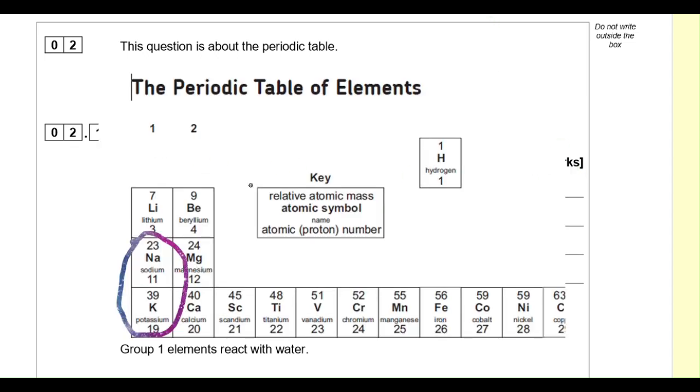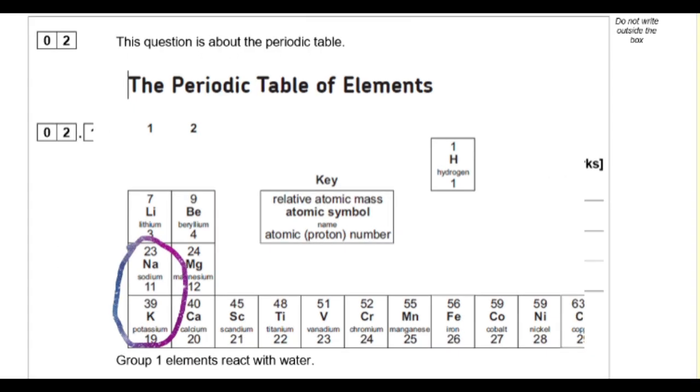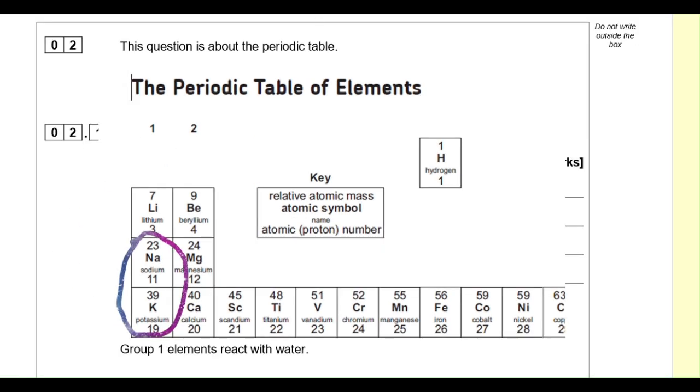So let's look at this little clip from the periodic table of elements. This is from the actual one that you will be supplied in your examination. And you can see sodium and potassium are there in group 1, circled in purple. If you can recall, elements that are in the same vertical group of the periodic table have the same number of electrons in their outermost shell or energy level. So that's a similarity.